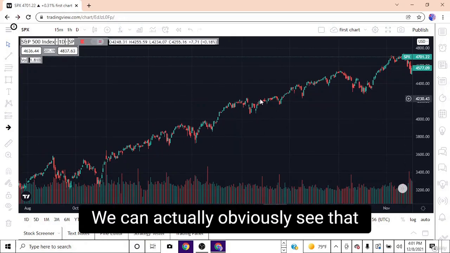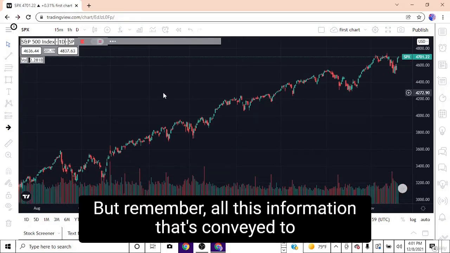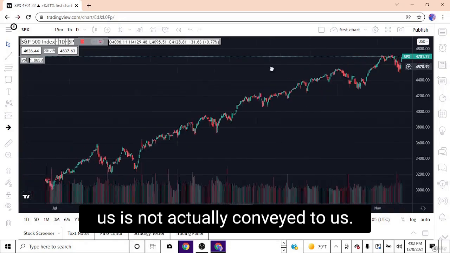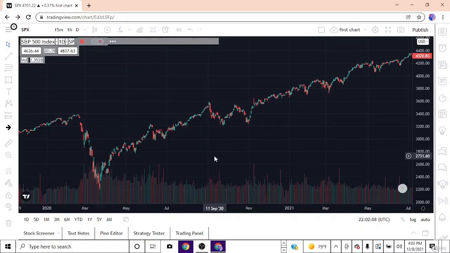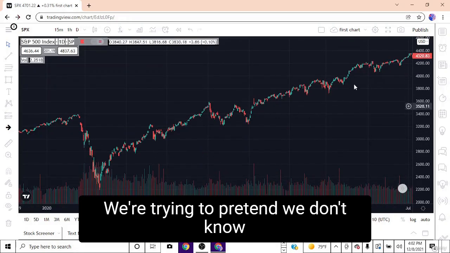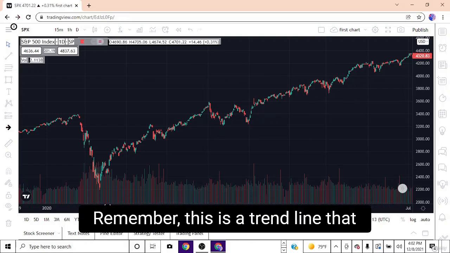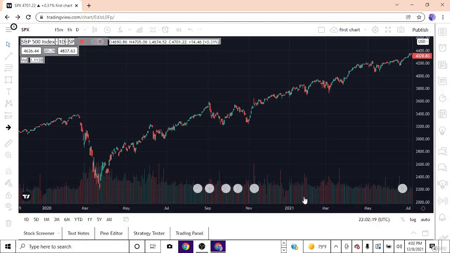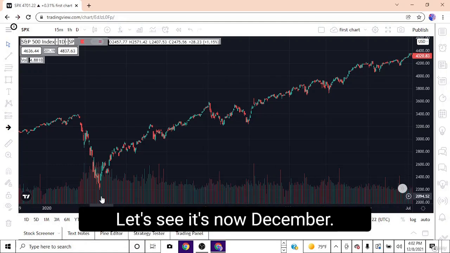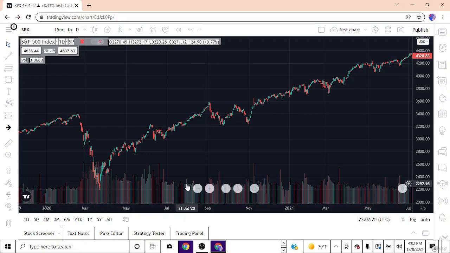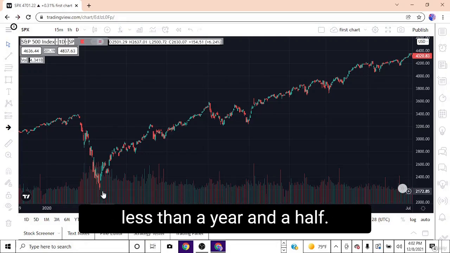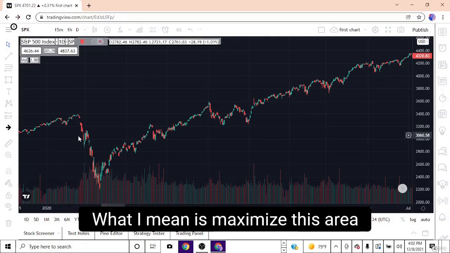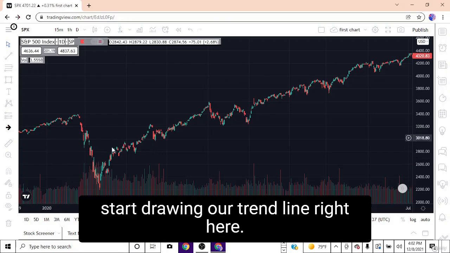We can obviously see that there's an upward trend here, but remember, all this information is not actually conveyed to us. Imagine we're trying to pretend we don't know what's going on way out here. Remember, this is a trend line that started in May of 2020. Here's 2021. So we're going back almost a year. Let's see, it's now December, so we're talking about a little less than a year and a half. Now I'm going to blow this up. What I mean is maximize this area, because this is where we're going to start drawing our trend line right here.